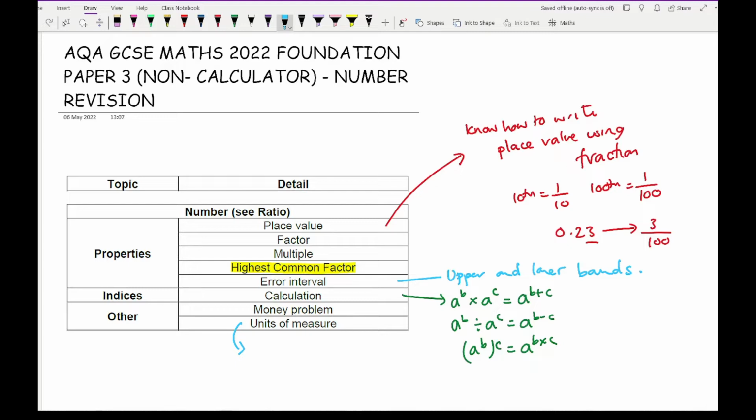And again, that could be a multiple choice question, could be a 1 mark question, or it could be involved in another area. So just be mindful that whenever you're working with units, regardless of what topic it is in maths, make sure that they are the same.